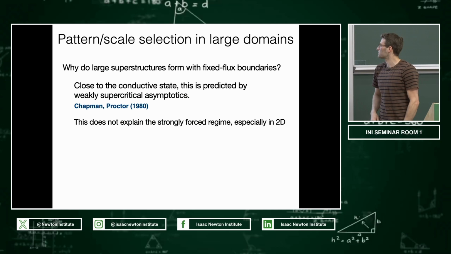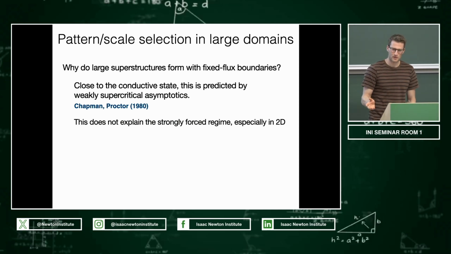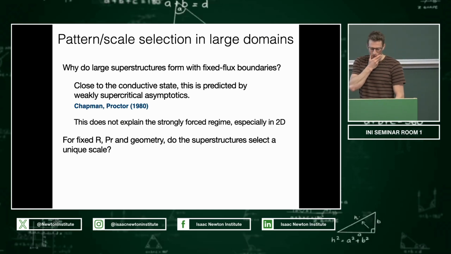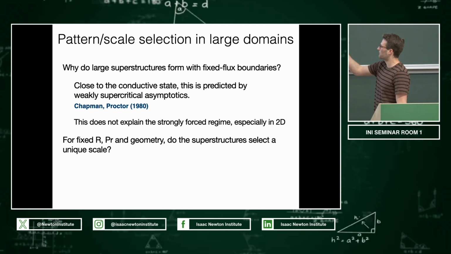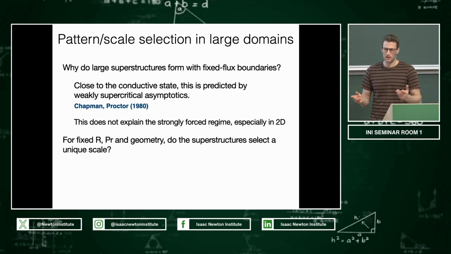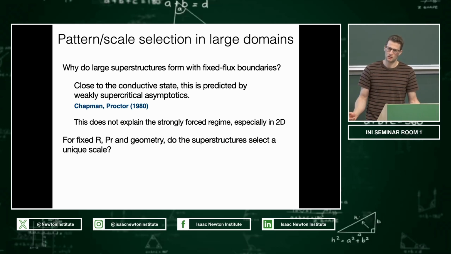First of all, Chapman and Proctor's analysis is in 2D, but it's not consistent with what you would find in simulations in 2D. Okay, so first of all, let me back up and say, if you fix the parameters in the geometry, do the superstructures even select a unique scale, or can the state that you eventually end up with depend on the initial conditions?